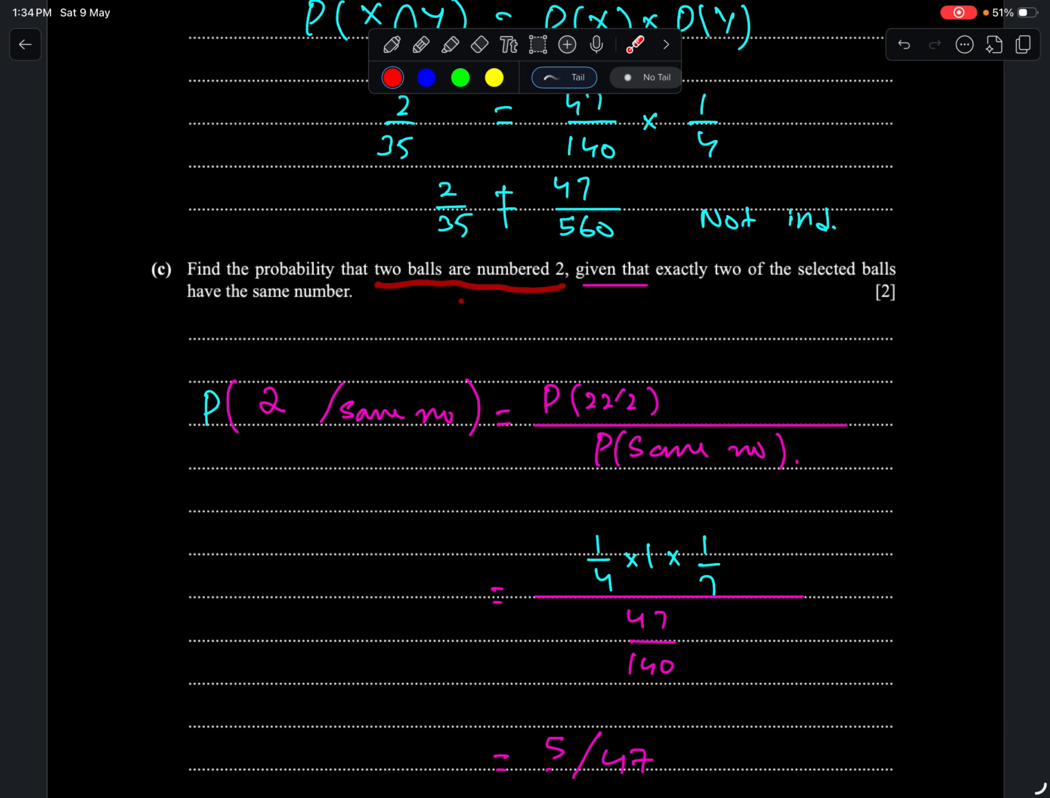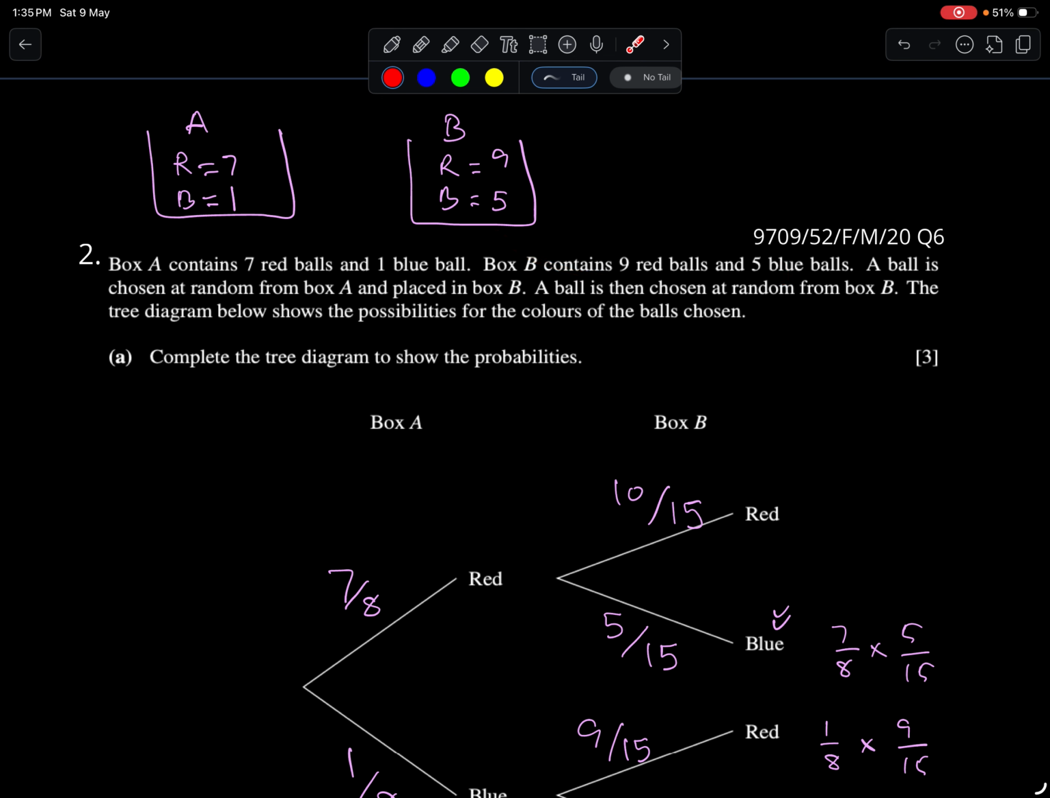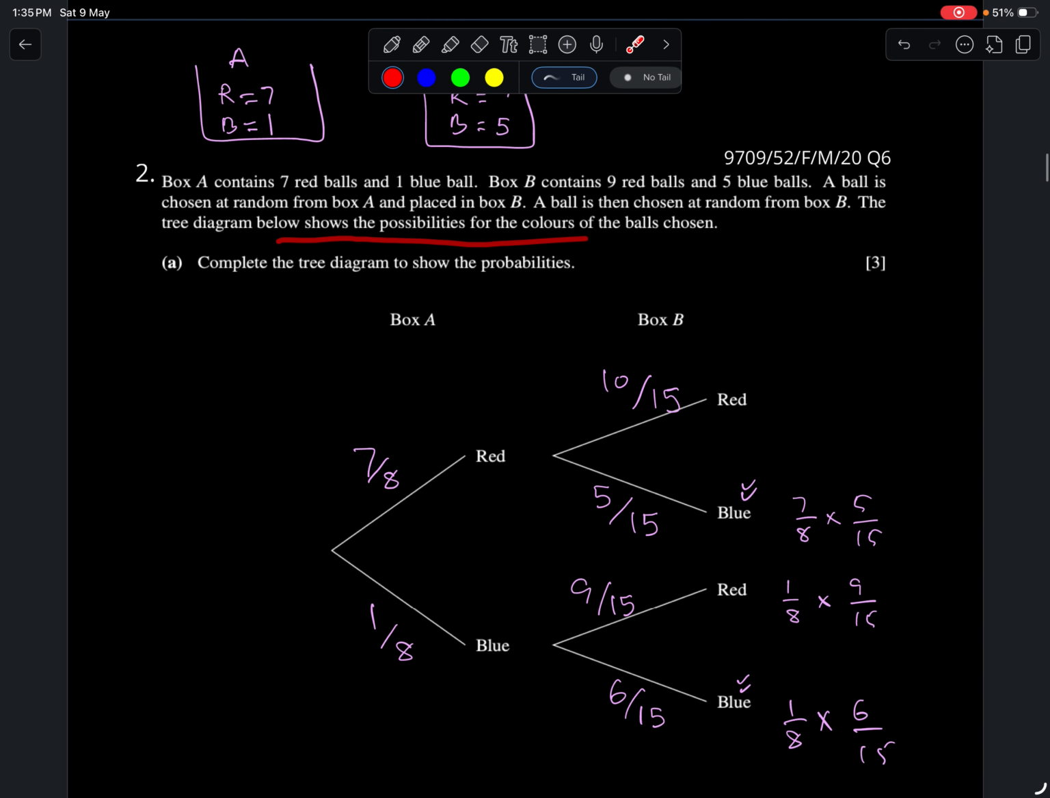Okay, box A contains 7 red balls and 1 blue ball. Box B contains 9 red balls and 5 blue balls. A ball is chosen at random from box A and placed in box B. Okay, it could be either red or blue. A ball is then chosen from box B. The tree diagram shows the possibilities. Alright, complete the tree diagram.